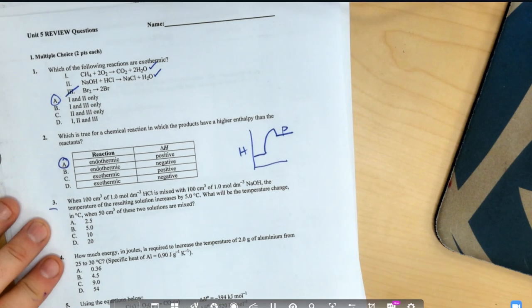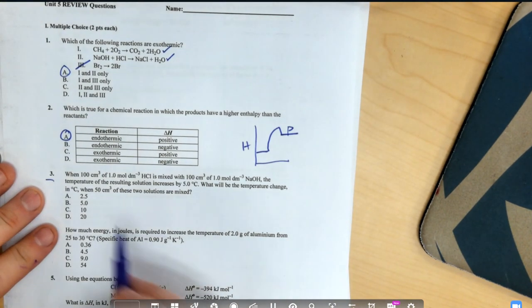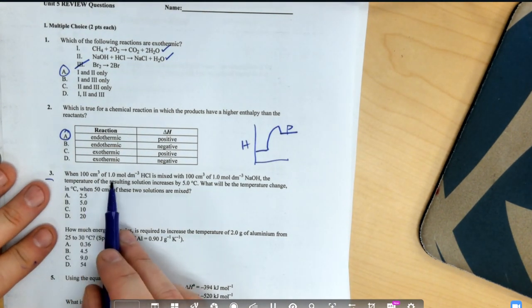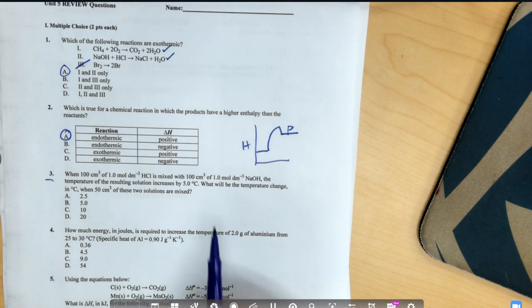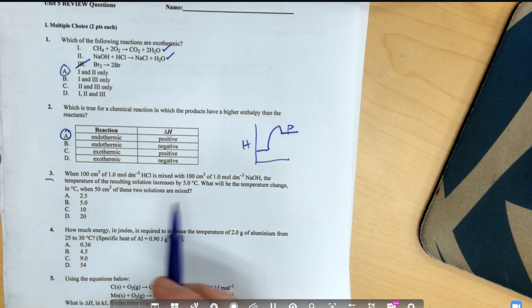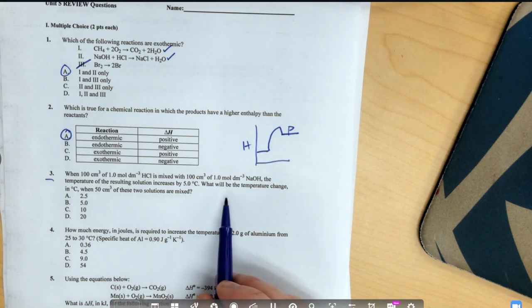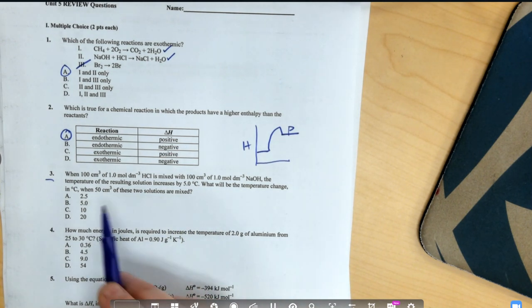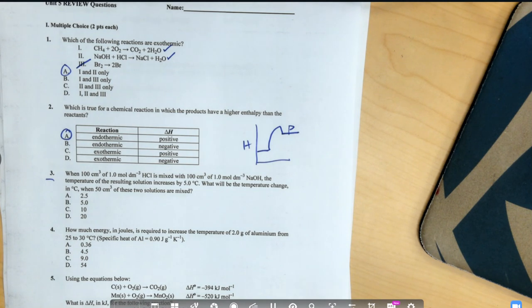Number three is a toughie. It requires a little bit of critical thinking. So it says you have 100 cubic centimeters of 1 molar HCl and 100 cubic centimeters of 1 molar NaOH. When we mix them together, the temperature of the solution increases by 5 degrees Celsius. What will be the temperature change when 50 cubic centimeters of these are mixed?